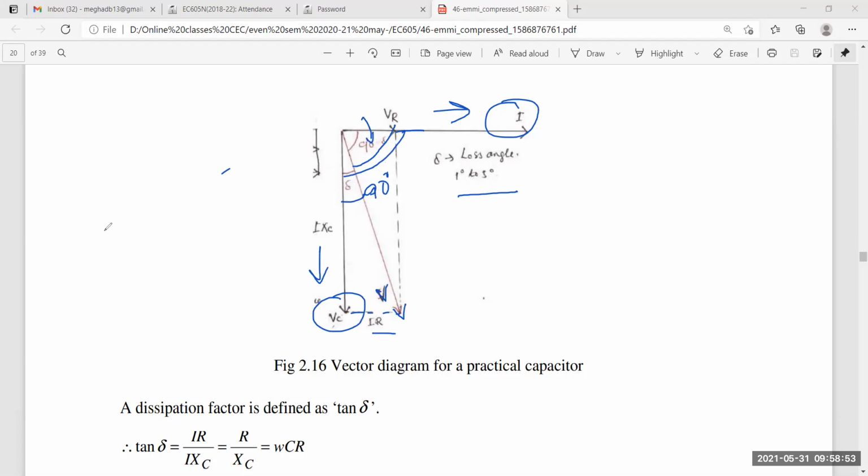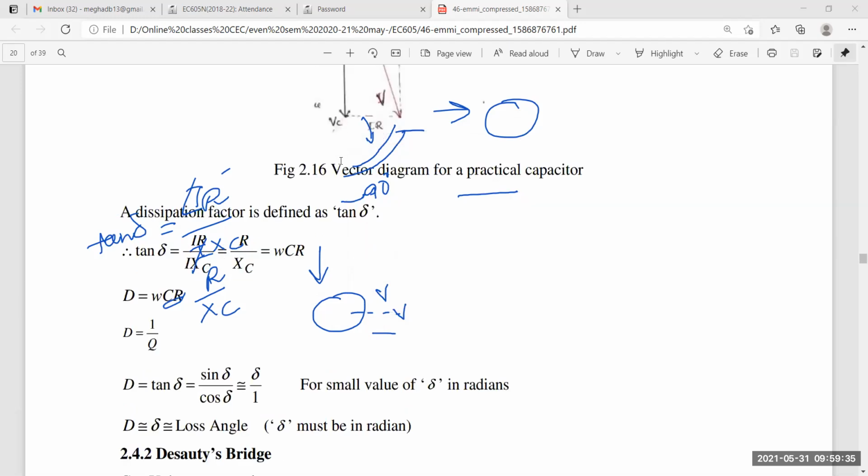Now if you are asked to write what is tan delta, where delta is the loss angle here, what is the formula you can write, which I can see? I can write tan delta will be IR divided by I XC. So I will be cancelled, and I will get R by XC. Okay, R by XC. Then if I want to convert it in terms of dissipation, it is written here. So we can write here. I'm clearing the drawing here.